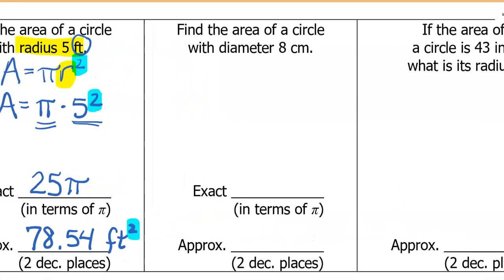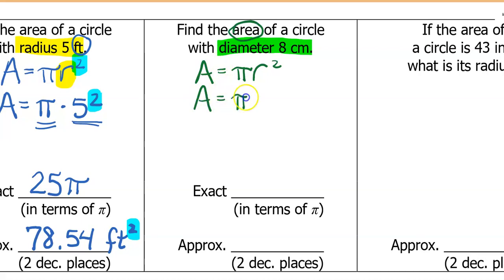Okay. Find the area of a circle with a diameter of 8 centimeters. Nothing too crazy. We're looking for area. So that's pi r squared. And then we read through again. So if the diameter is 8 centimeters, then the radius is half that. It's 4. 4 squared, 4 times 4 is 16, and that's getting multiplied by pi.